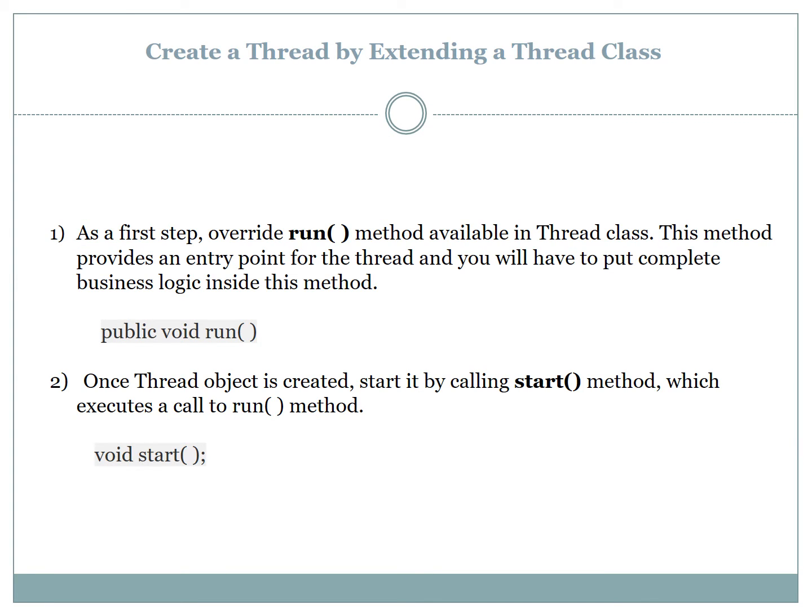Next up is to create a thread by extending the Thread class. In this, first we override the run method available in the Thread class. This method provides an entry point for the thread, and you will have to put the complete business logic inside this method. Once the thread object is created, start it by calling the start method, which executes a call to the run method.